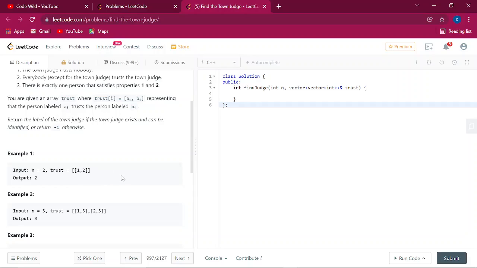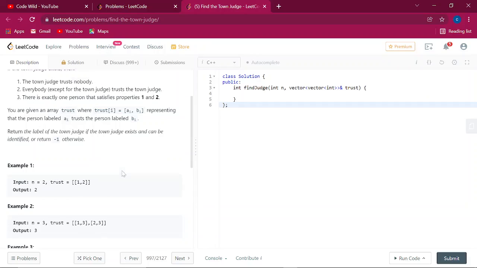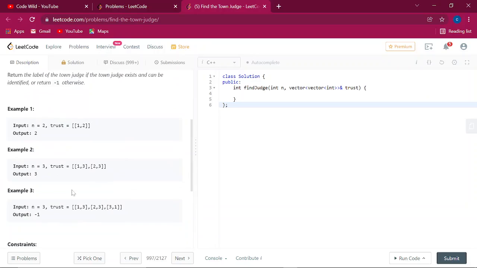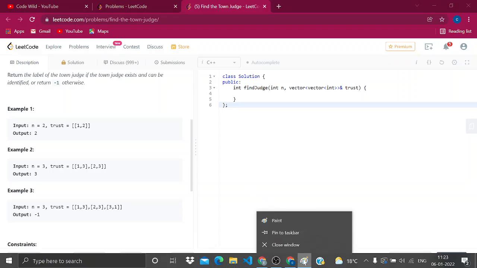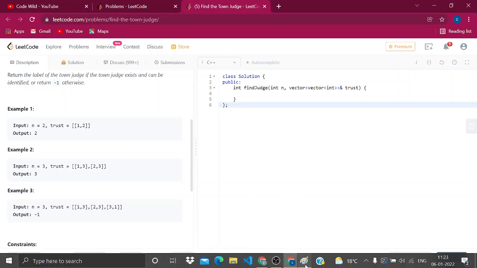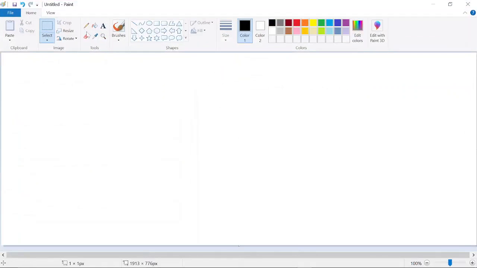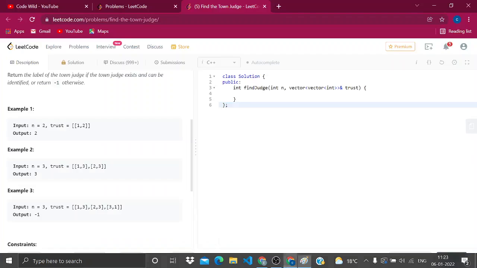What do I mean by this? This is the concept basically. So let's see the second example, using the concept, how we are going to code it. Let's open the paint. Basically we are using a sort of graph concept here. We are going to solve it using the directed edge concept, that is in degree and out degree. Let's discuss what in degree and out degree are.